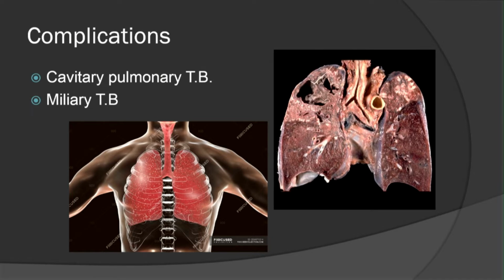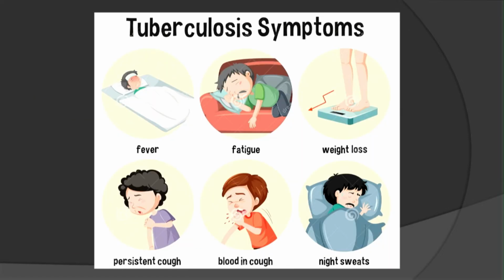The other complication is miliary TB, which is involvement of many organs of the body within the infection of the pulmonary TB. In this case, it will affect the kidney, liver, pericardium, skin, lymph nodes, and so on. This is a very dangerous condition, and it may lead to increased morbidity or even the death of the patient.